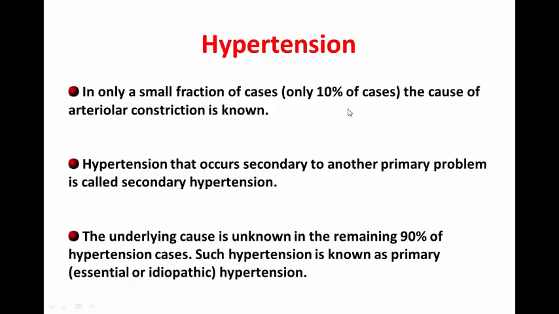In only a small fraction of cases of hypertension, in about 5 to 10% of cases, the cause of arteriolar constriction is known. Hypertension, which occurs secondary to another primary problem, is known as secondary hypertension. The underlying cause is thus unknown in the remaining 90% of cases of hypertension. Such hypertension is known as primary hypertension or essential hypertension or idiopathic hypertension.